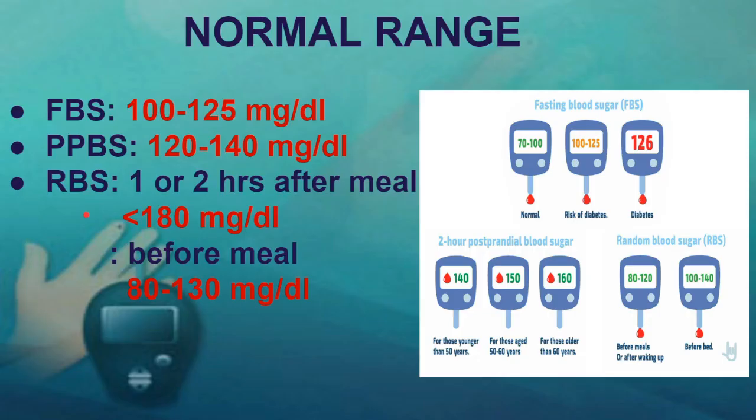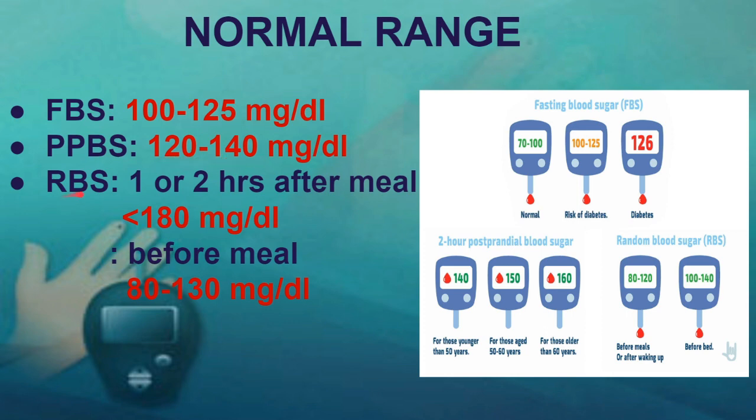Now what is the normal range of blood sugar in the body? So over here, as you can see, these three tests are basically done to check the level of sugar in the body. First of all, we have the fasting blood sugar level, FBS. This test is done after overnight fasting, or after 10 to 12 hours of fasting, and the normal level of FBS is between 100 to 125 milligram per dL. Next is the PPBS, or the postprandial blood sugar level, and this test is done 2 hours after a meal. The normal range of PPBS should be between 120 to 140 milligram per dL.